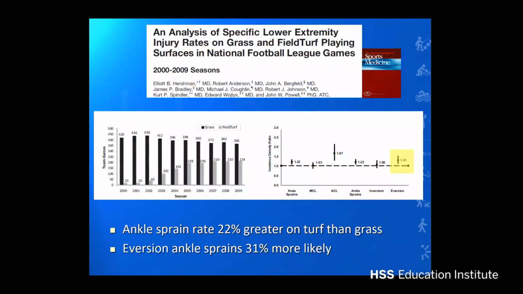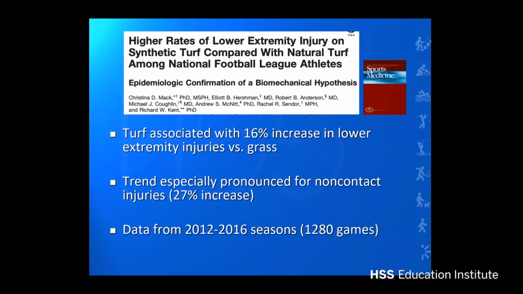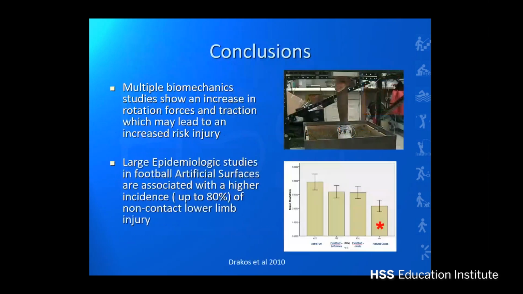Specifically, this was one of the better studies that was done. This was done in the NFL. The ankle sprain rate was about 22% greater on turf than grass, with eversion sprains about 30% more likely. And then overall, there was a 16% increase in lower extremity injuries, particularly non-contact ACL injuries and high ankle sprains. Again, this is because there's more torque with the artificial surfaces. So the trend was especially pronounced for these non-contact injuries, and this is one of the best studies that's out there on it.